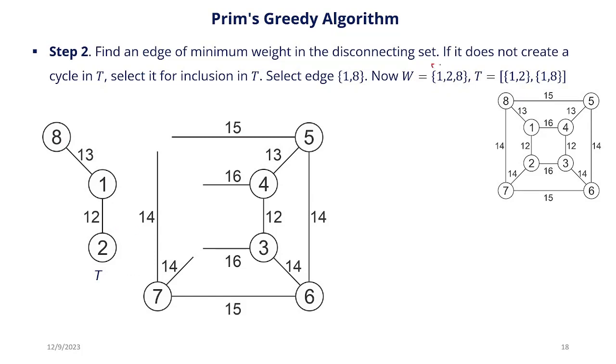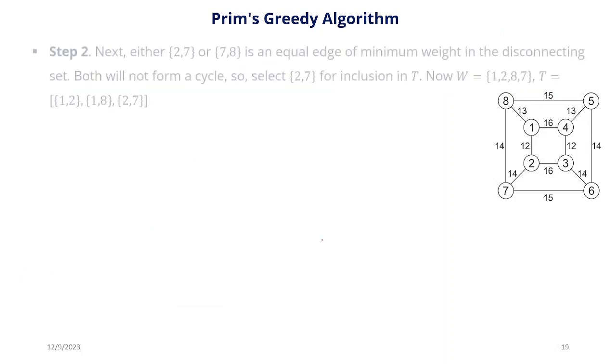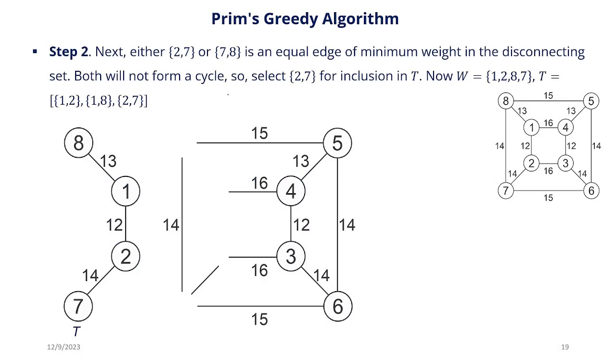Now we have vertices 1, 2 and 8 in W, and then we have edges (1,2) and (1,8) in T. We'll progress from there. If you look at the graph we have on this side, either (2,7) or (7,8) is an equal edge of minimum weight.